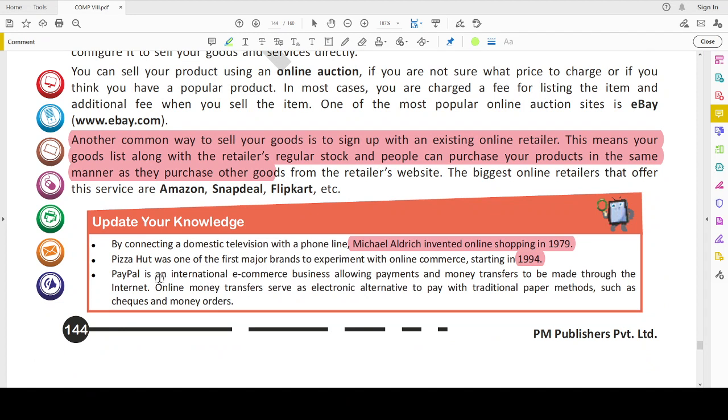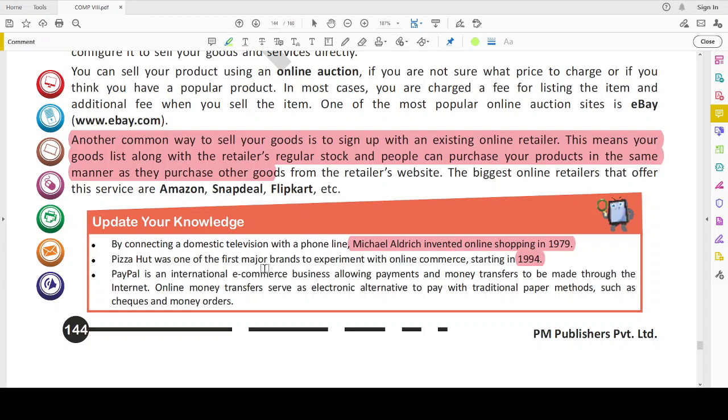So that's it. Now a bit of updating of your knowledge. By connecting a domestic television with a phone line, Michael Aldrich invented online shopping in 1979. So, who is the inventor of online shopping? Michael Aldrich. When did he invent it? In 1979. Pizza Hut was the first major brand to experiment with online commerce in 1994.